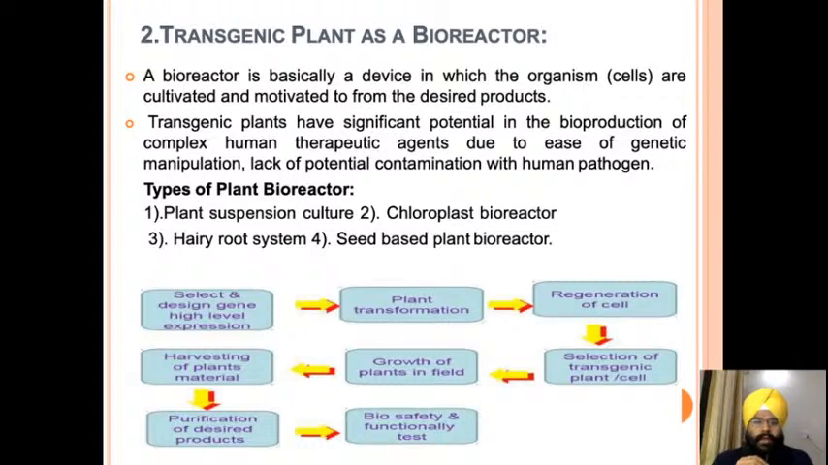So first is to select and design the gene for high level expression. Then you have plant transformation, then regeneration of the cells, then selection of the transgenic plants, growth of the plant in the field, harvesting of plant material, purification of desired products, then biosafety and functionality tests. This is how we use transgenic plants as a bioreactor.